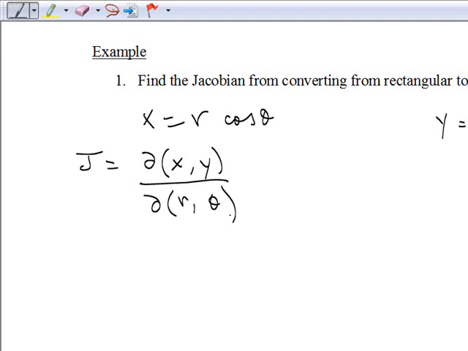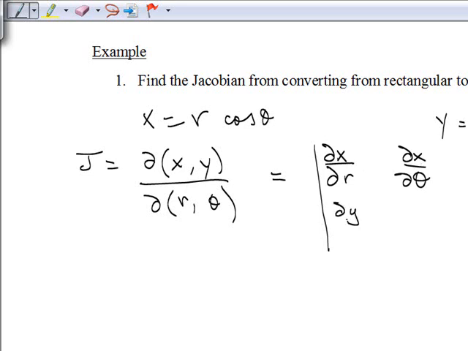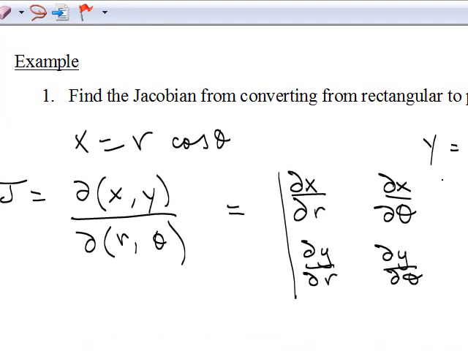Then you set up the determinant. So you want to put a 2 by 2 matrix in there. What is the first partial? So just go according to the definition here. So it's partial x, partial r. Then on the same row, it's partial x, partial theta. If there was a third variable, you'd continue on the same row. Next row now, do the y's. Partial y, partial r, partial y, partial theta.